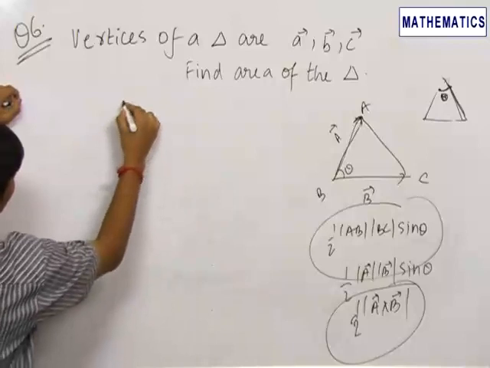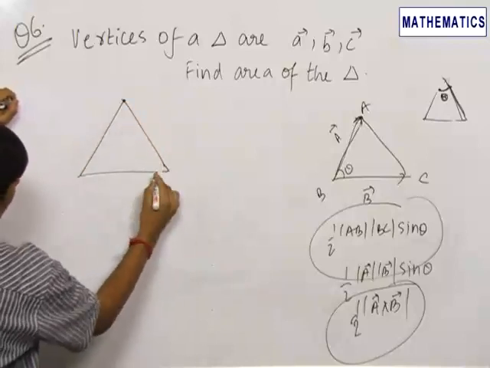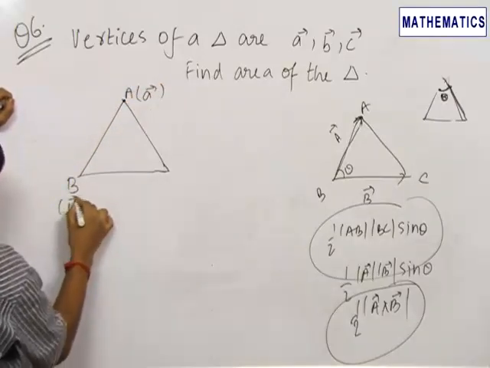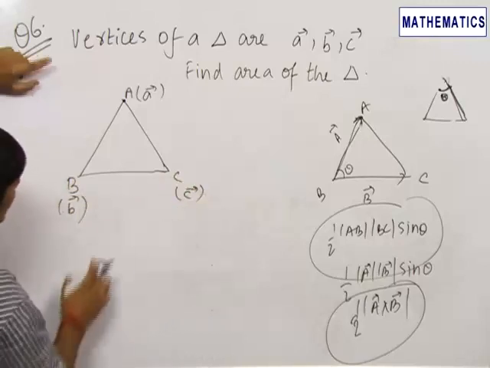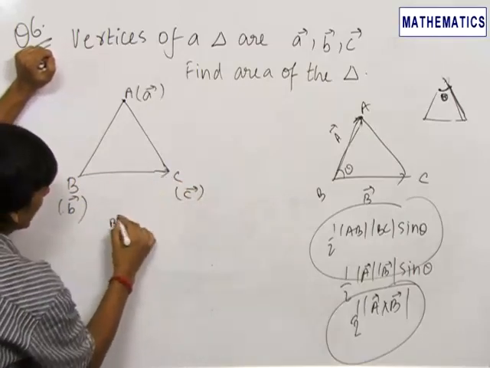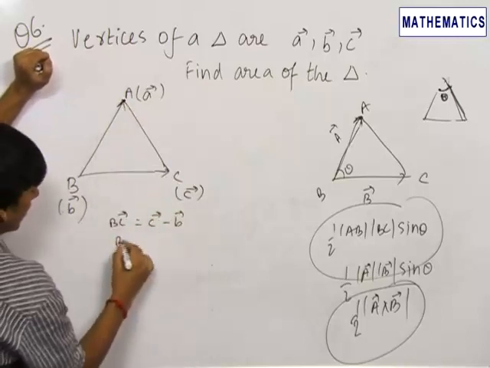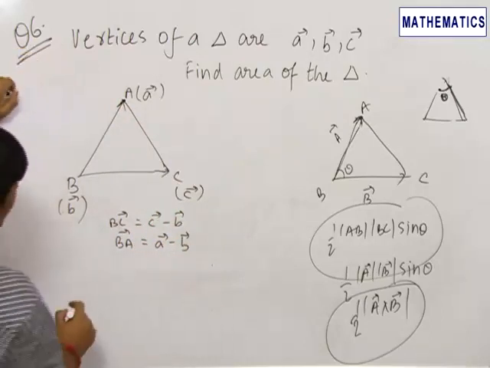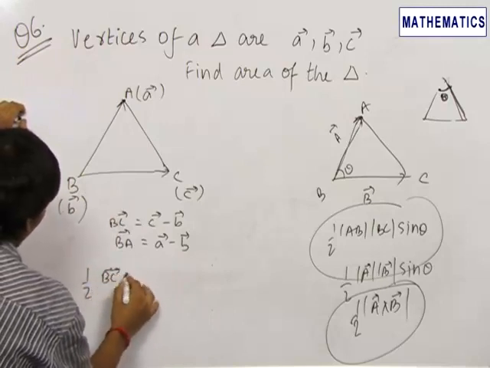Now using this formula, we have the triangle as, let this be point A with a position vector of A vector, this is point B with a position vector of B vector, and this is point C with a position vector of C vector. So we need to find the vectors representing the two sides. Let us find out BC vector. BC vector is equal to C vector minus B vector. Now similarly BA vector is equal to A vector minus B vector. Therefore we can write area of this triangle to be equal to half of BC vector cross BA vector.